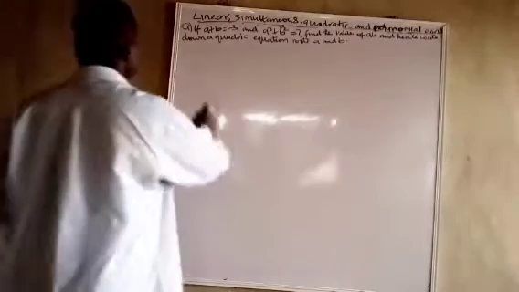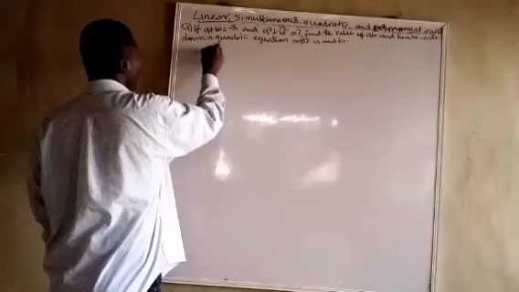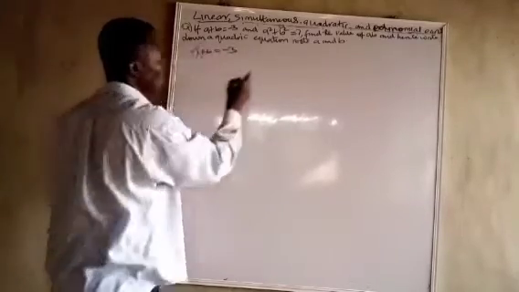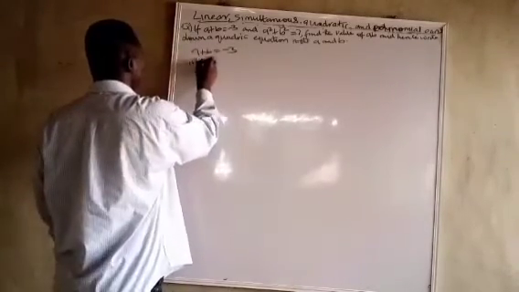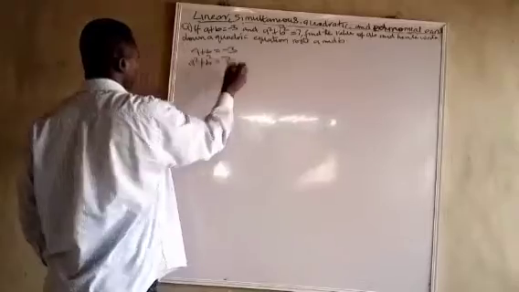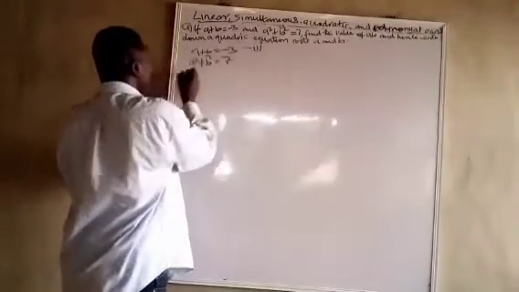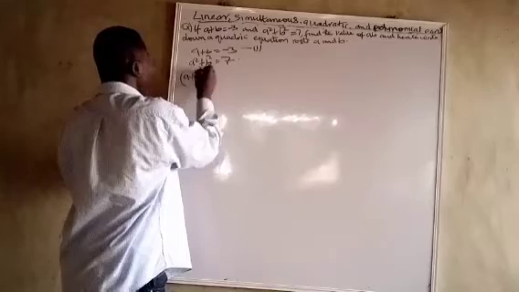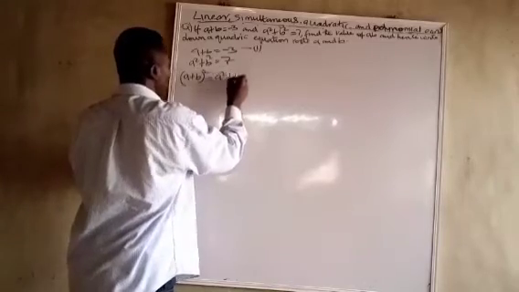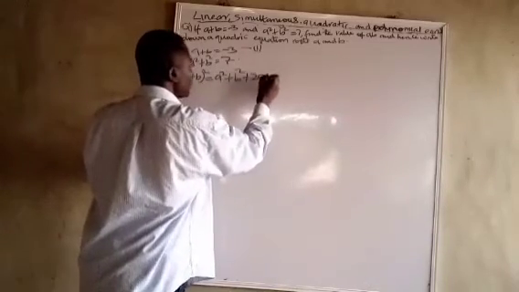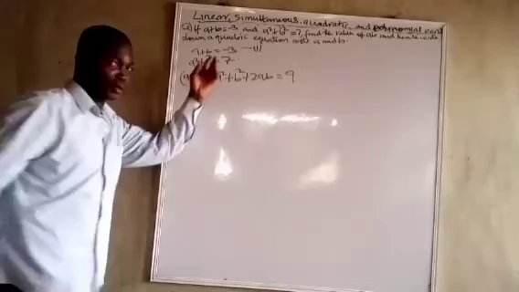If a plus b equals minus 3 and a squared plus b squared equals 7, find the value of ab, and write down the quadratic equation with roots a and b. Now, we have a plus b equals minus 3 and a squared plus b squared equals 7. Let us square the first equation. So a plus b all squared is equal to a squared plus b squared plus 2ab, which is equal to 9. That is minus 3 squared.